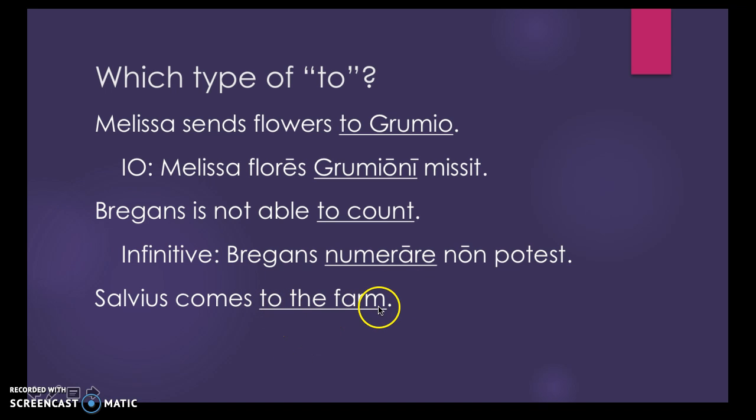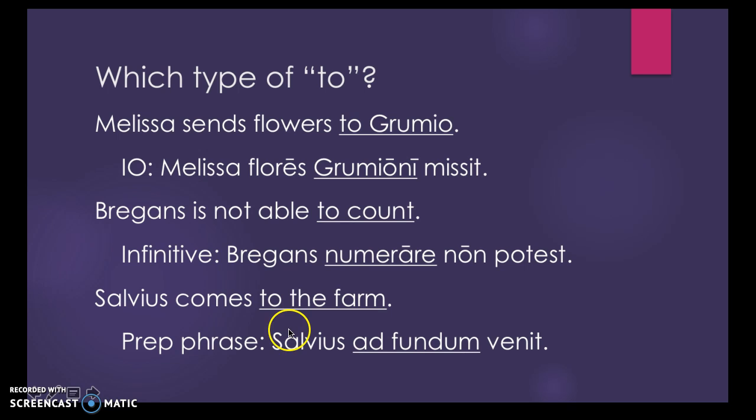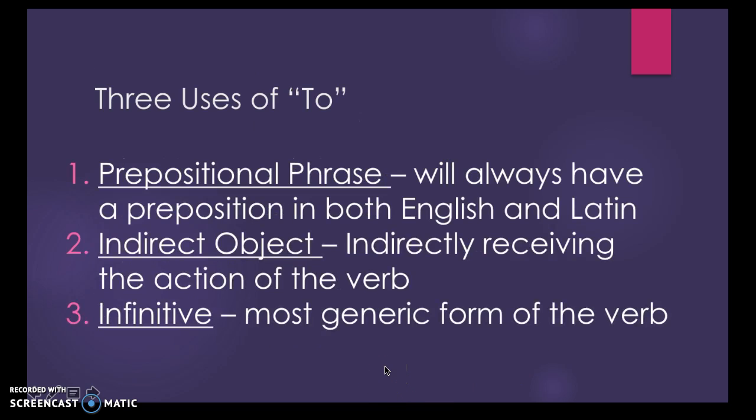All right, Salvius comes to the farm. This is not a verb. You don't "to the farm" something. This is not an indirect object. It's not indirectly receiving the action of any verb. This is actually showing motion to or towards something. So it is a prep phrase. And in Latin, this would be "Salvius ad fundum venit." Salvius comes to the farm.